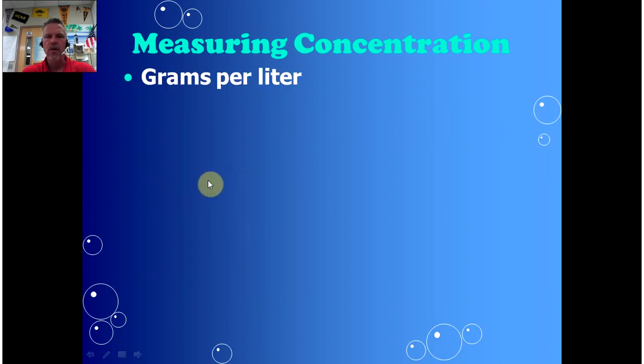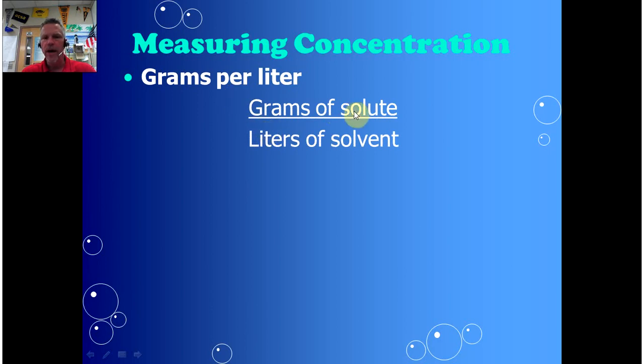We're actually going to start with the easiest, grams per liter. I bet just by looking at the name, you can figure out how you do it. You take the grams of the solute and you divide it by the liters of the solvent. Grams per liter, that's the concentration. That's one way of measuring concentration in solution chemistry: grams of solute over liters of solvent.